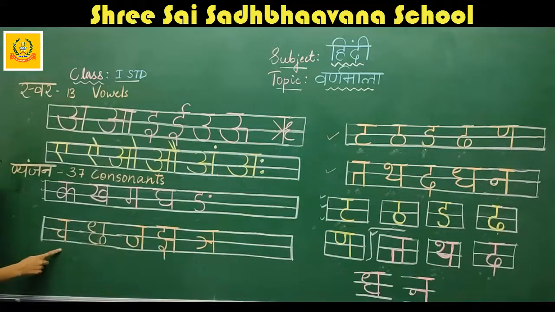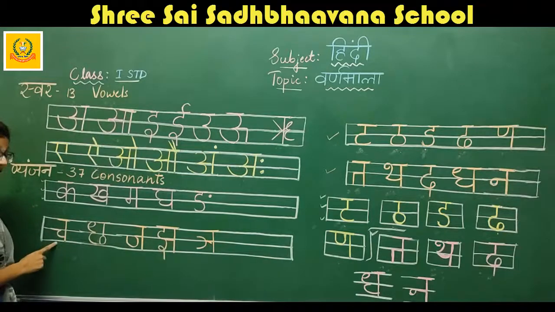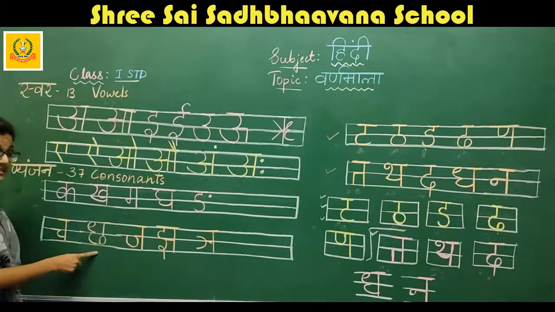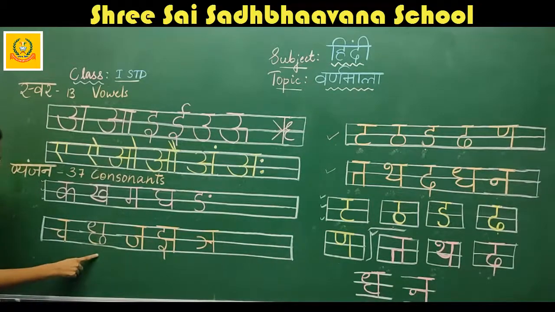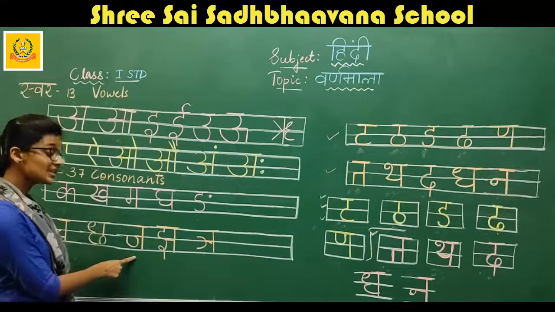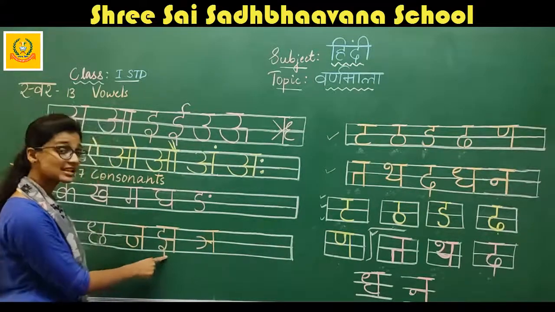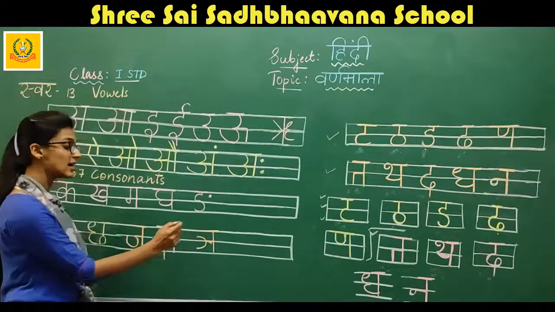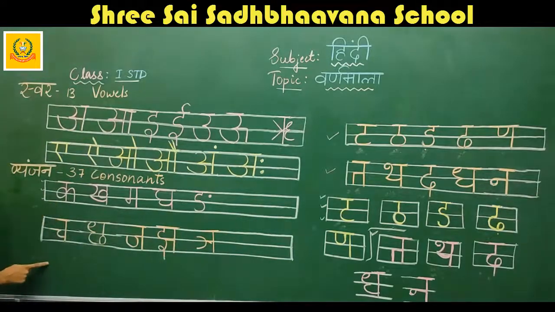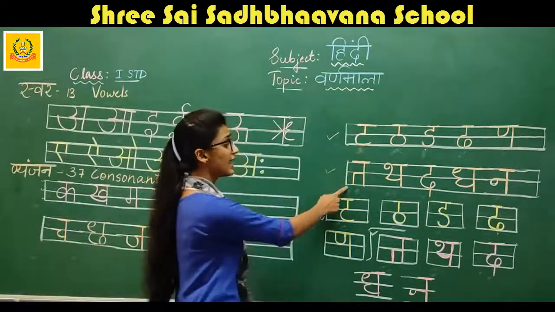Cha varg. Cha, ja, nya. Cha says chakra. Cha says chatri. Ja says jahaj. Jha says jhanda. And nya. So we learned kha varg, cha varg. And in today's class, we learned ta varg and tha varg.